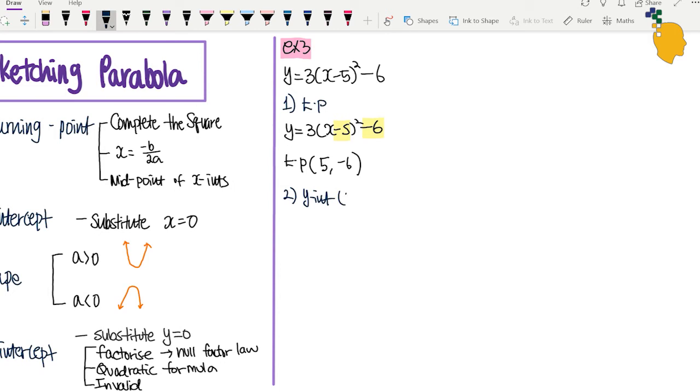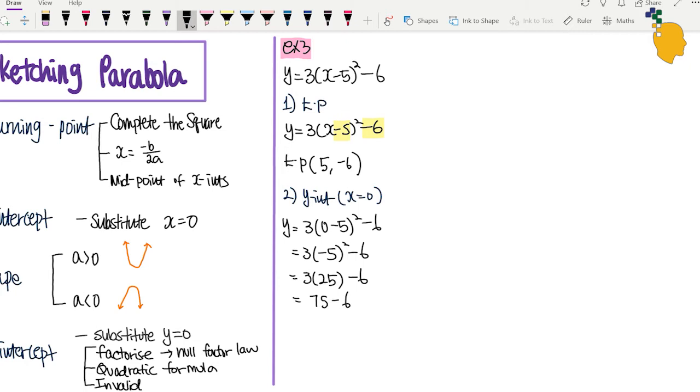Second step, let's find the y-intercept. Substitute x equals 0. It'll be y equals 3 bracket 0 minus 5 squared minus 6. But in math, always do the bracket first. Inside the bracket, we have 0 minus 5, which is negative 5. And if you square it, you'll get 25. So it'll be 3 times 25 minus 6, 75 minus 6, which is 69. So 0, 69 will be your y-intercept.